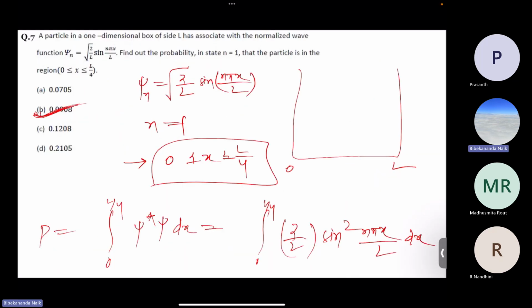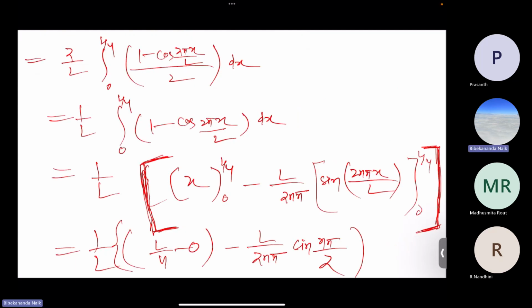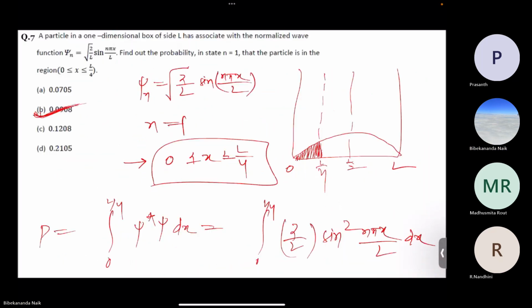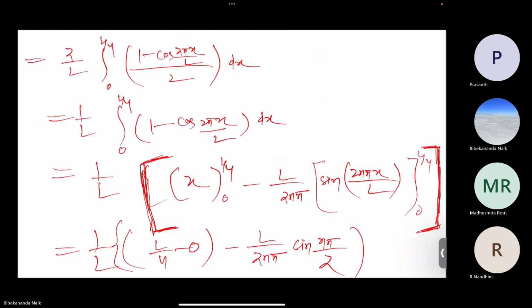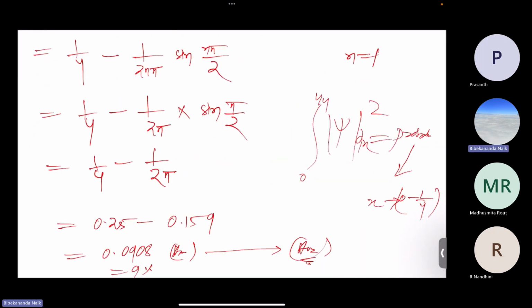If you see, the function is somewhat like this. So this is L by 2, then this is L by 4. The probability of finding the particle from 0 to L by 4 will be this much only. So this part only covers 9% of the total probability. So the correct option will be option B. Then going to the next question.